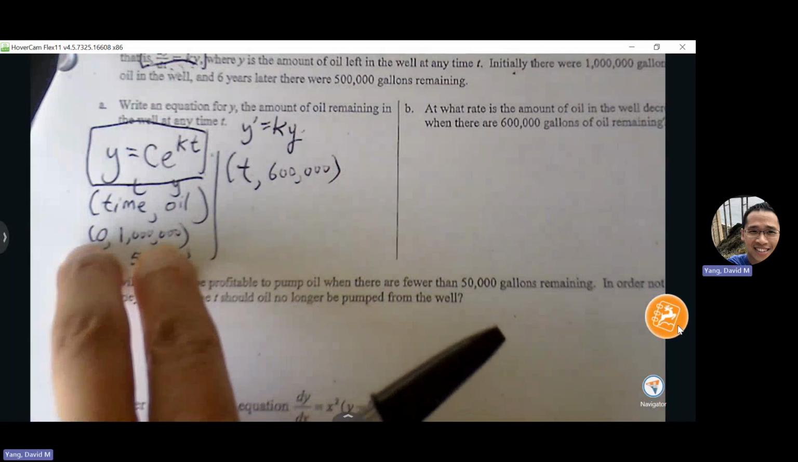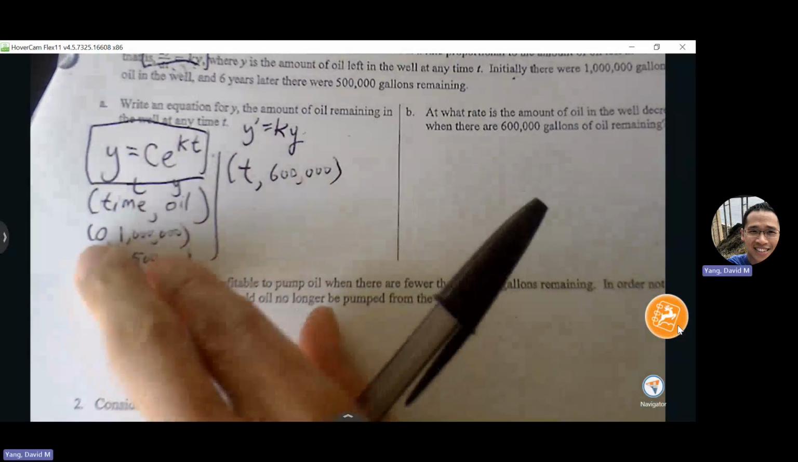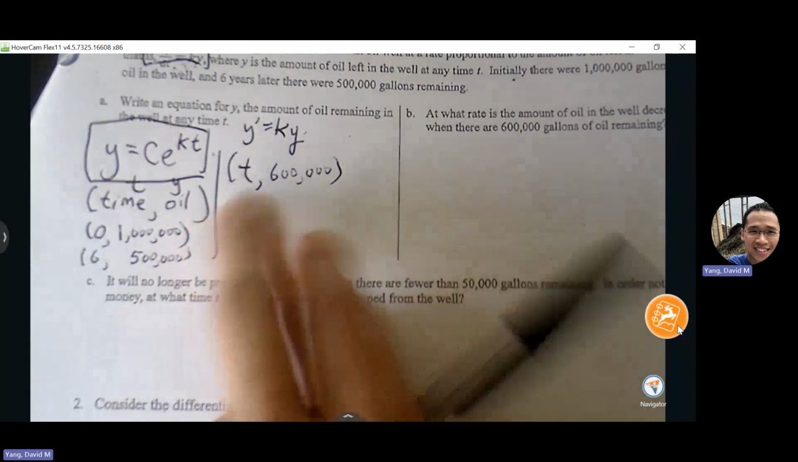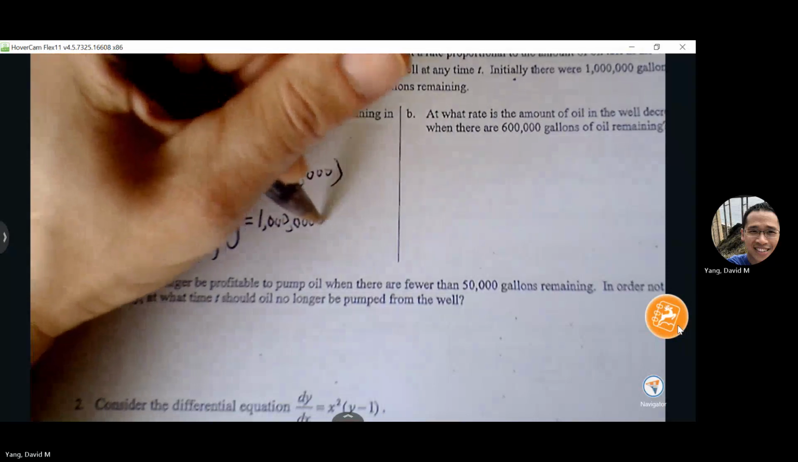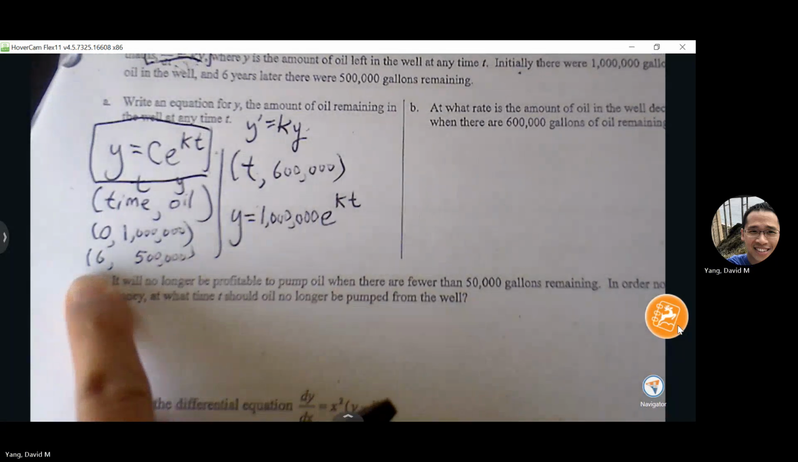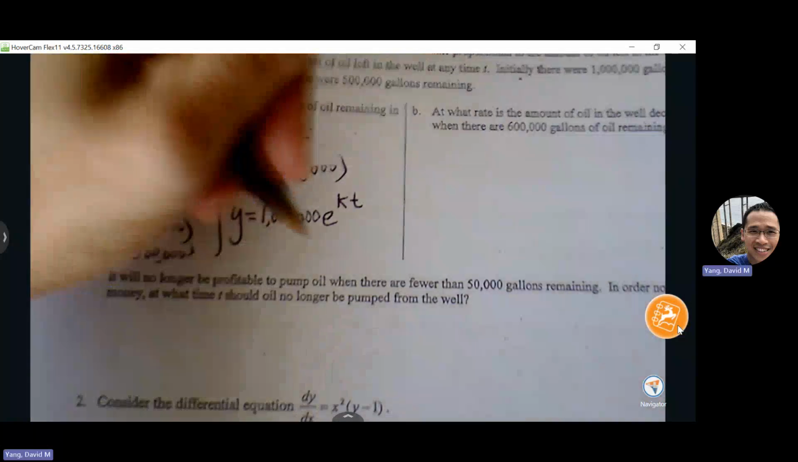So we can skip a step here because this (0, 1 million) is basically, that 1 million will just be the what? Yeah, the C value. We can plug in 0 for t, it'll wipe that out. y is 1 million, so we can just update the equation. Second ordered pair: we update the initial ordered pair with the C value, then update our equation, and then plug in the second set of ordered pairs. So 6 can go in for t, and 500,000 goes in for y. Then we can work towards solving for k.